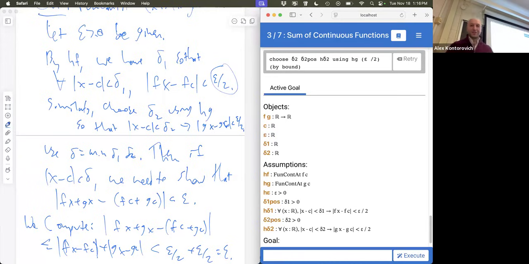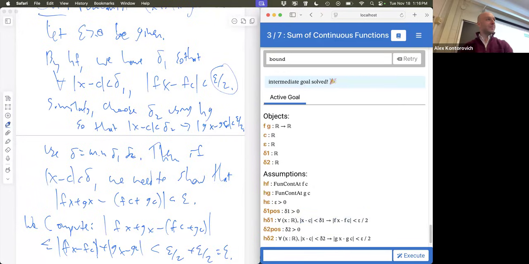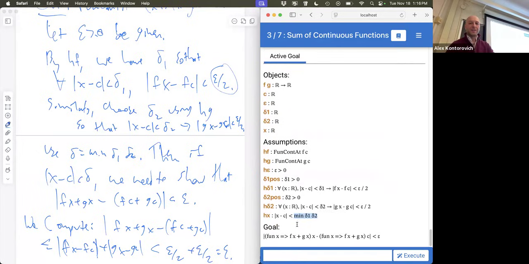Okay, I got my delta 1. I got my delta 2. Use min delta 1 delta 2. Okay. Split ands. Bound, please. Thank you, bound. All right, bound. You're the man. Intro x, hx. So now I have that x minus c is less than delta 1 and less than delta 2. So let's see if it'll work. Specialize h delta 1 to x and by bound.